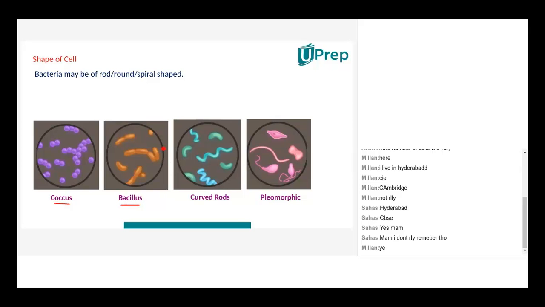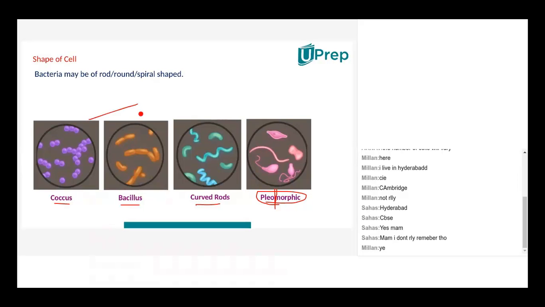And you have some type of bacteria called pleomorphic. This is a new word you have to understand. Pleo stands for various or different. Morphic structures. A bacteria can exist in different structures, in different shapes. Such bacteria also exist. So basically you will have coccus, bacillus, and curved shaped.